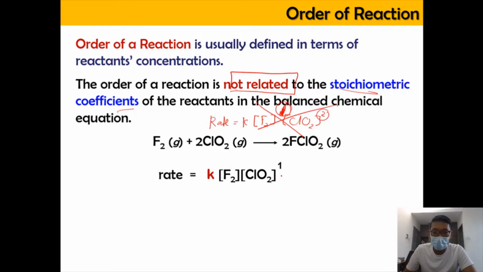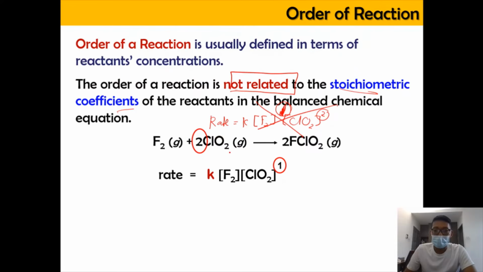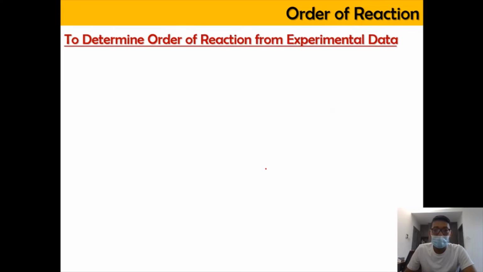In this case, you can see here basically ClO2 in the rate law is going to be 1, but in the chemical equation, it has 2 here. Alright, so therefore, in order for us to determine the exact values of x and y, we have to determine them experimentally, or we can use the experimental data.